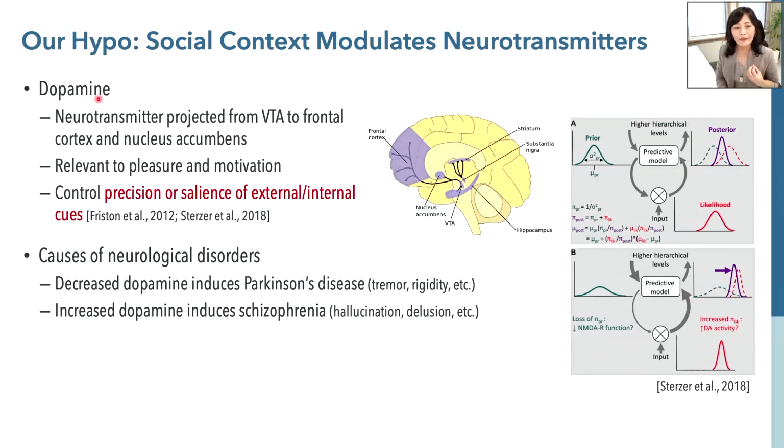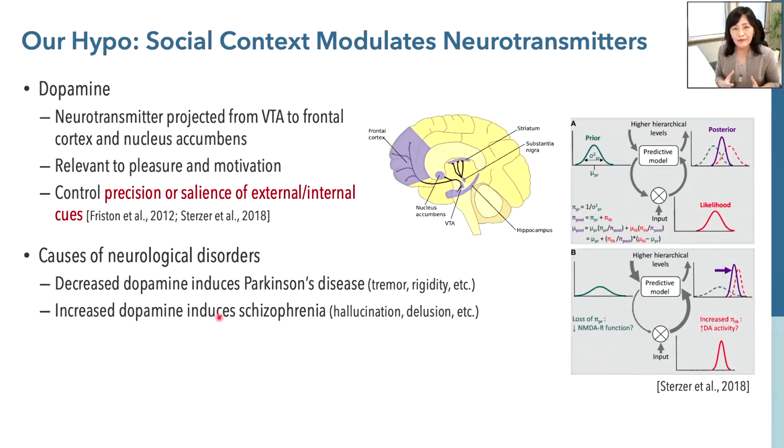For example, we know that dopamine has an important role in our learning and perception. You may know that dopamine is closely related to pleasure and motivation. So when we have a pleasure feeling, more dopamine is generated. A recent study suggests that dopamine also controls the precision or salience of the incoming sensory signal. For example, this figure shows that an increase of dopamine also increases the precision of the incoming sensory signal, which results in a stronger reliance on the sensory input. Interestingly, it was also suggested that hyper or hypo activation of dopamine can induce neurological disorders like Parkinson's disease and schizophrenia.